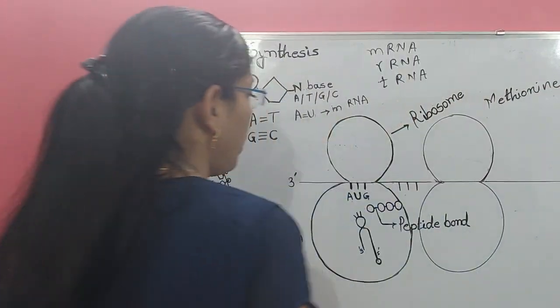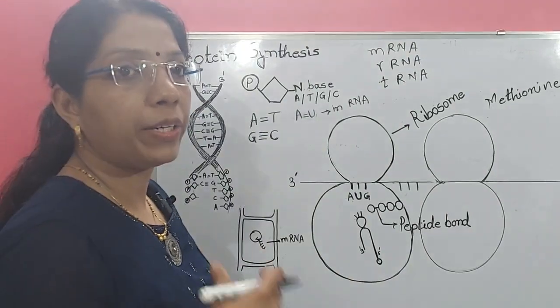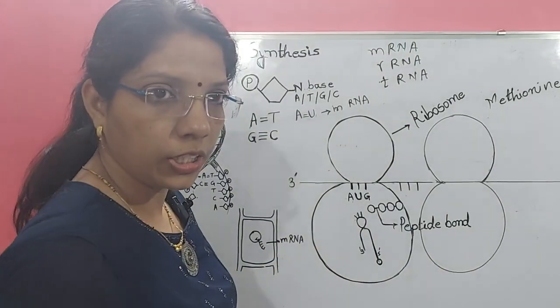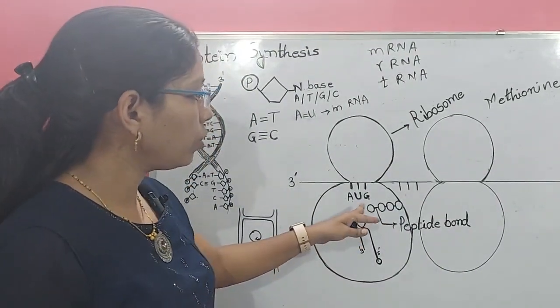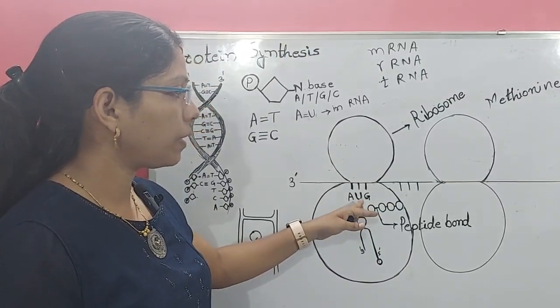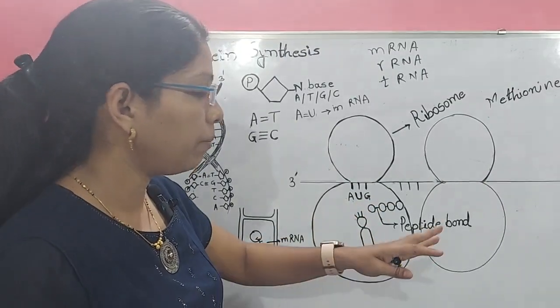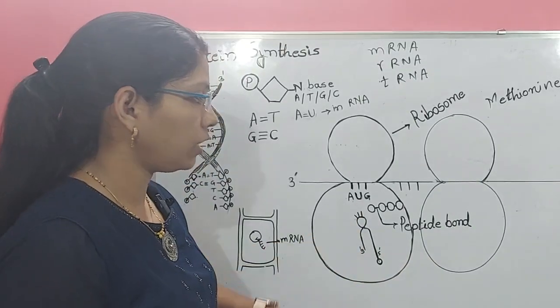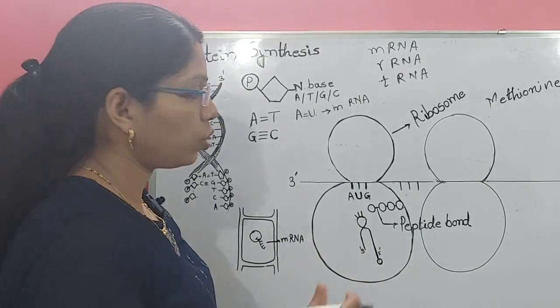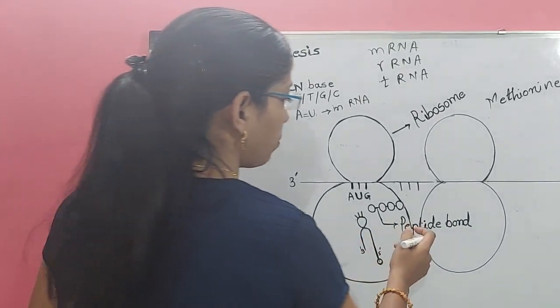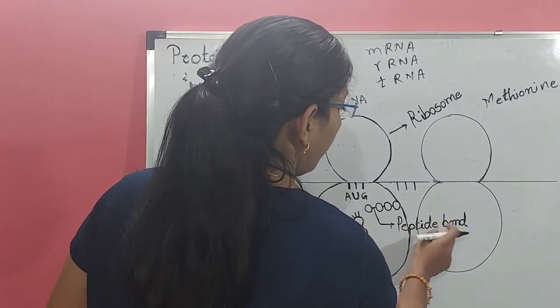So in this way, different triplet codons code for different amino acids, according to the codons or the message present on mRNA. This tRNA brings or supplies amino acids, and these amino acids are joined to each other by the peptide bond.